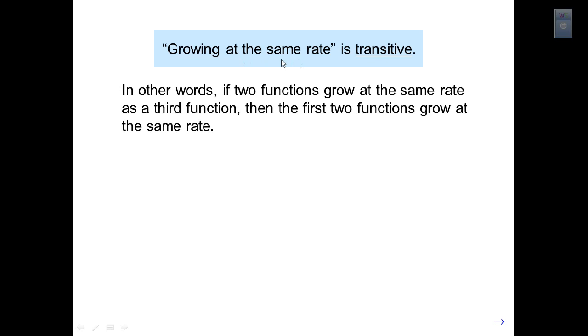Now, growing at the same rate is transitive. If you don't remember what transitive means, that means if two things are equal to another thing, then they're equal to each other. And the same thing is applicable to growing at the same rate. So in other words, if two functions grow at the same rate as a third function, then those first two functions grow at the same rate. So if you can prove that two functions grow at the same rate as a third function, then you've just proven that those first two functions, the original functions, grow at the same rate as each other.